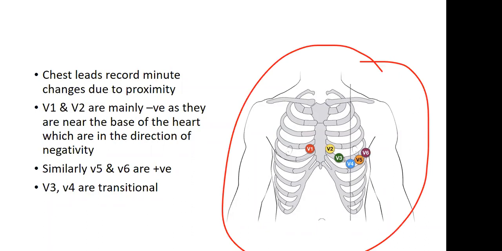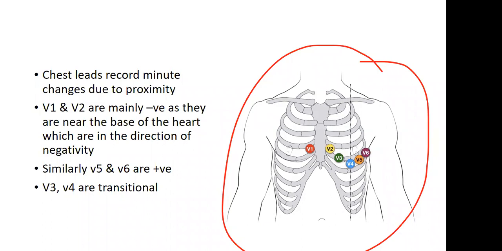Then forget about V3 for now, jump on to V4. It is in the 5th intercostal space in the mid-clavicular line. Look above, the line is passing through the middle of the clavicle. So you put the electrode over V4, and V3 comes in, so it is midway between V2 and V4. Midway between V2 and V4.